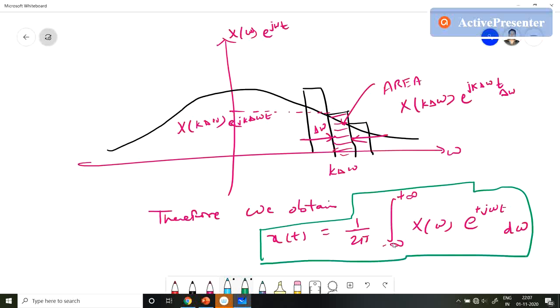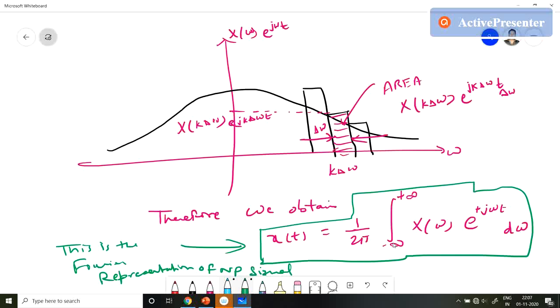So this is the relation, which is the Fourier representation of the non-periodic signal x(t). This formula is the Fourier representation of the non-periodic signal x(t).